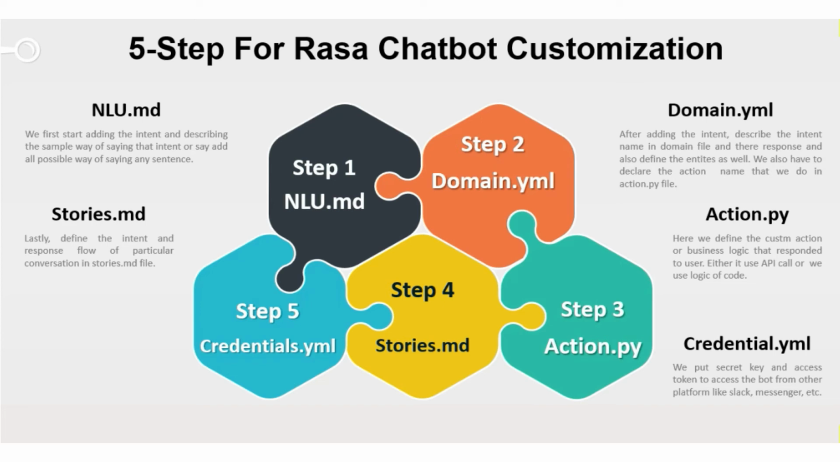Now step 4 is we define the intent and response flow of a particular conversation in the stories.md file. In step 5, we edit the credentials.yml file where we add credentials like access key and access token to access the chatbot from Messenger, Slack, etc.